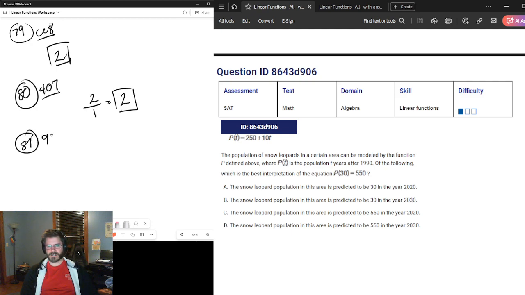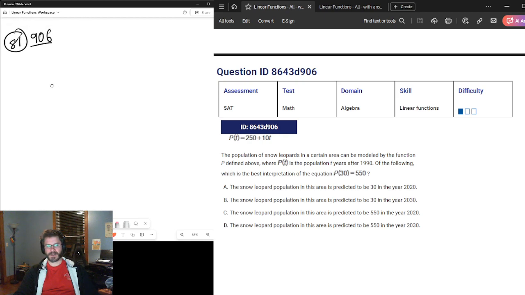In the home stretch here, 906. Only a handful of questions more. Let's try to finish it. We're so close, might as well. All right, slope and y-intercept again. We've got 250 for our y-intercept, 10 for the slope.